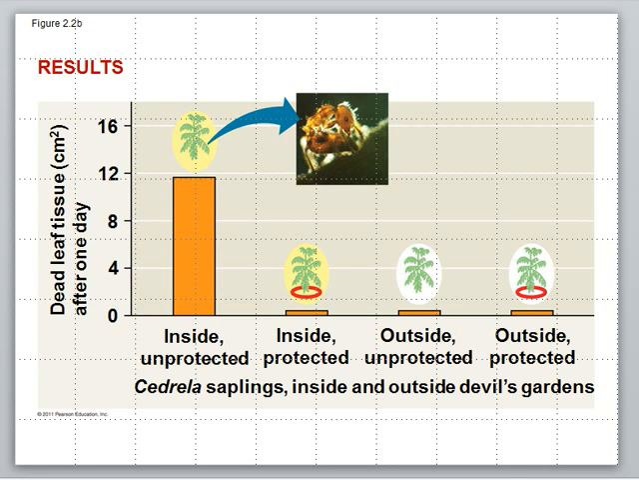All of the other controls, either inside and protected, or outside the circle, or outside and protected, you'll notice had very little damage. So in a day, there was very little damage on the leaves in any of these control groups, but here the non-wanted species within the Devil's Garden, the ants went to town and did quite a bit of damage to the leaves of that species.